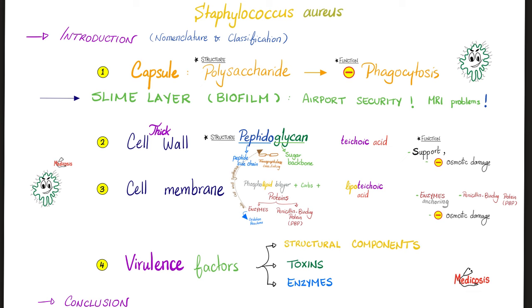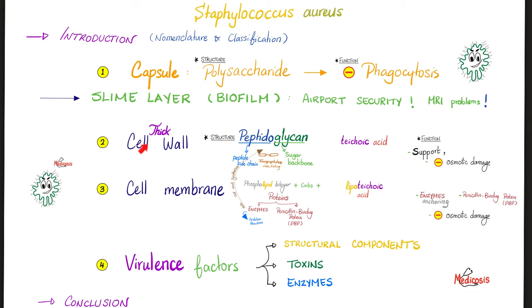Next, we have the slime layer, or what I call the slimy layer. It's a biofilm. This is the airport security. Why? I'll tell you. Because these patients have prosthetics. What do you mean? Artificial limbs, artificial joints, artificial heart valves, etc. Oh, that's why they get stopped at the airport all the time and they cannot do an MRI. Therefore, if you have these prosthetic devices, you might have introduced bacteria into your blood. And these bacteria love to adhere to these artificial prosthetics using their slimy layer.